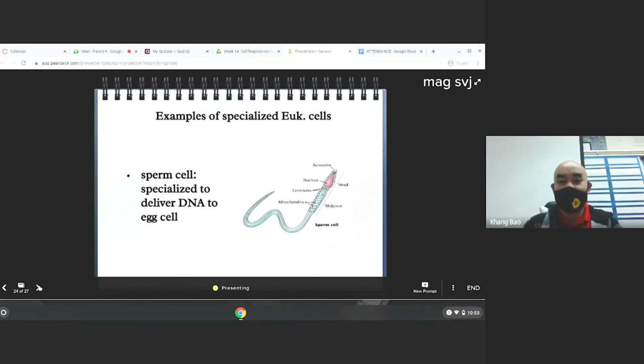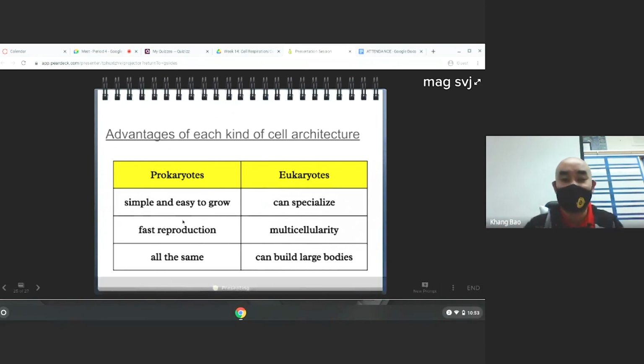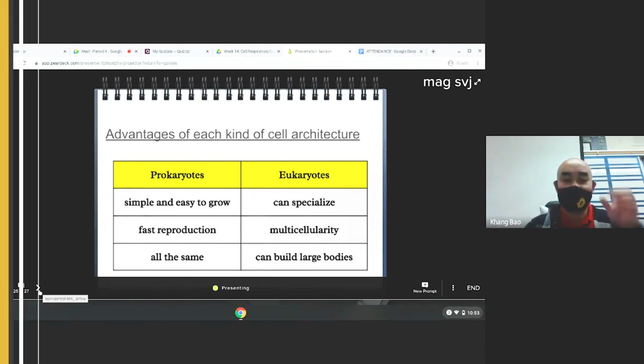Okay. So what are some advantages of being pro and euc? Well, prokaryotes are very simple, easy to grow. They don't require a lot of things because they're so small. They reproduce very fast all the time as well. Eukaryotes, on the other hand, are more complex, so they can have different jobs. So that means they can combine together to be multicellular. And they can build a larger body. They can become a bigger organism instead of just a cell.